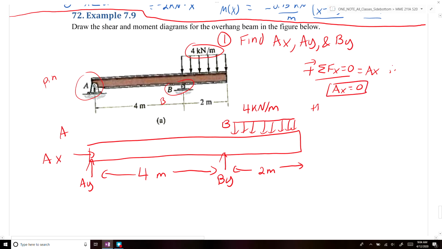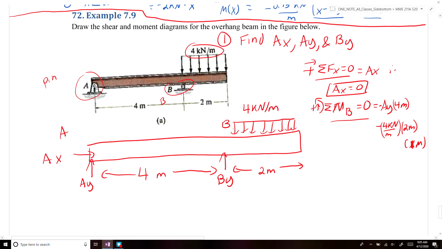Alright, we can then sum all of our moments about point B and set that equal to 0. If we do that, we would end up getting A of y times 4 meters. It should be actually a negative moment. So it'd be minus A of y times 4 meters minus 4 kilonewtons per meter times 2 meters times 1 meter.